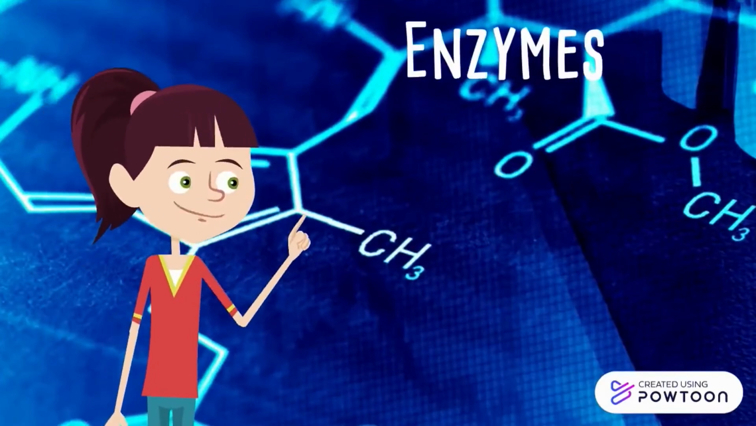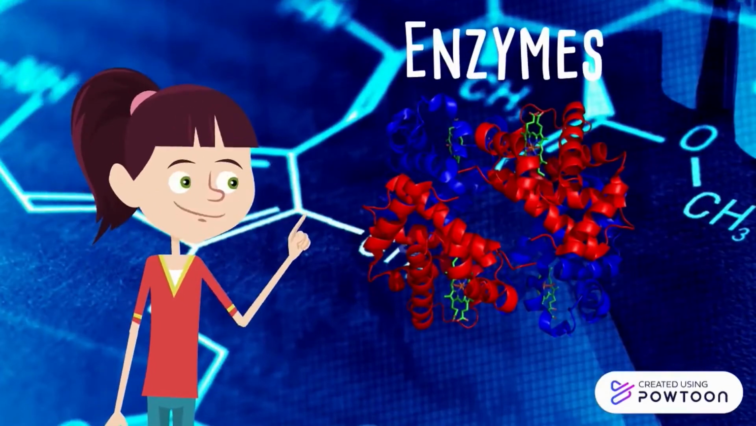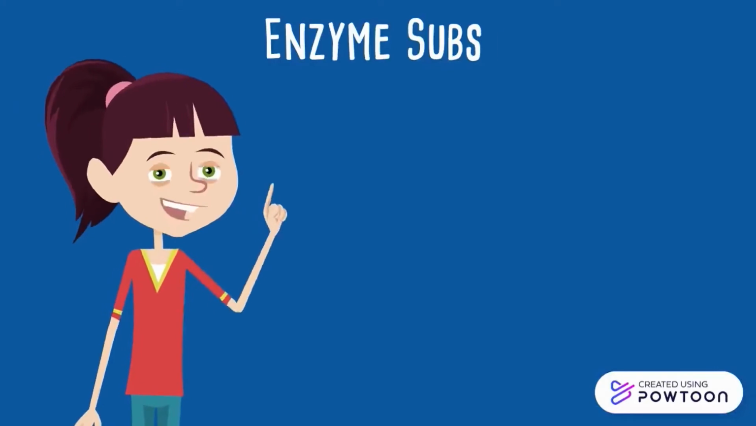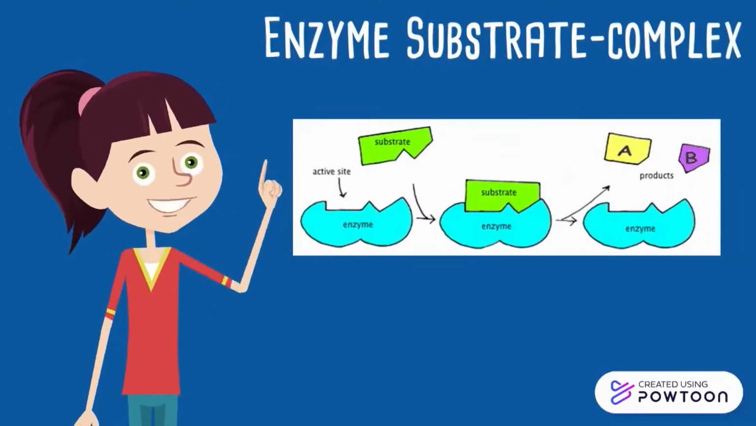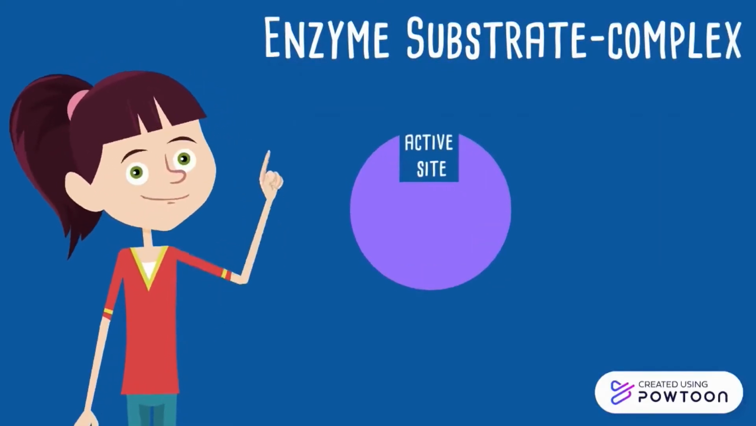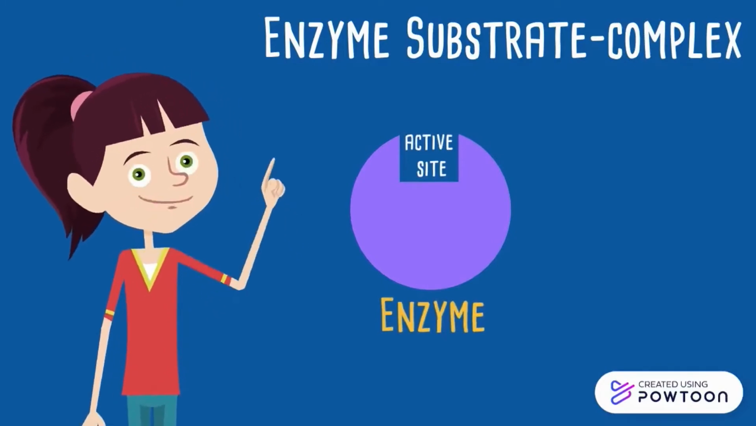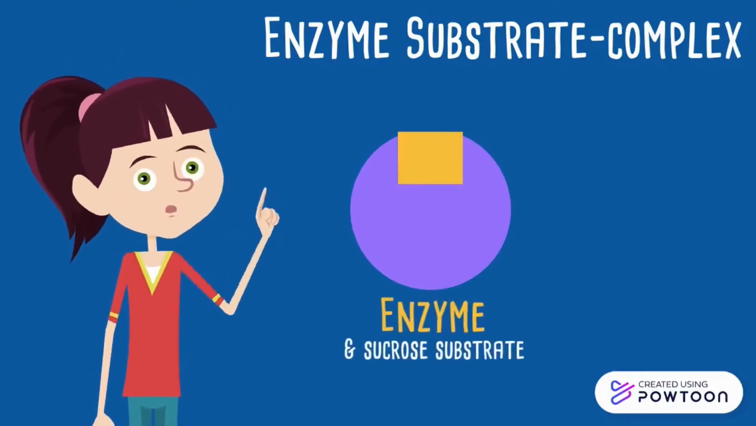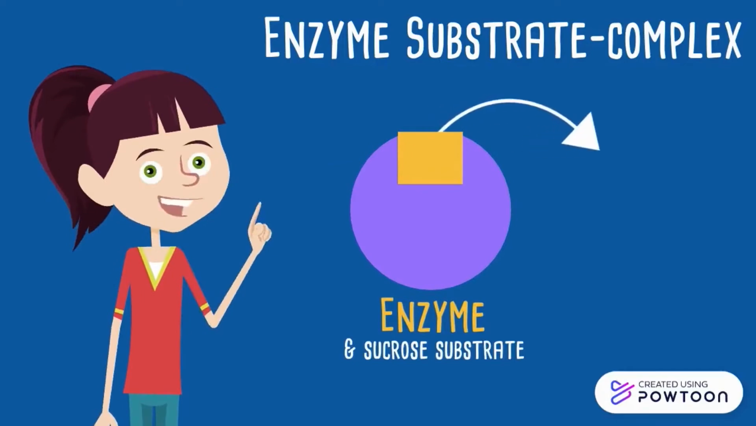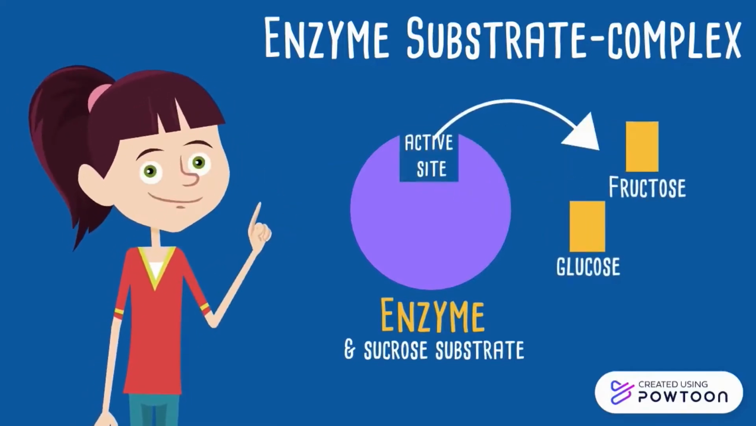Now let's get into enzymes. Enzymes catalyze biological reactions. The use of an enzyme-substrate complex is what helps to catalyze a chemical reaction. The combined structure of an enzyme with a substrate that is bound to the enzyme's active site allows for the substrate to separate into two smaller molecules.